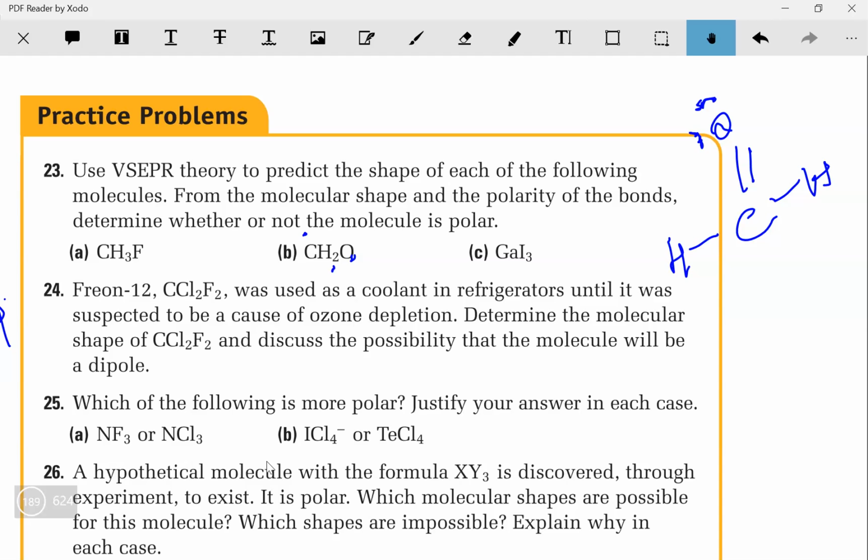And what is the VSEPR shape? Central atom is carbon, 3 bonds, AX3, trigonal planar. Right? But it is polar.